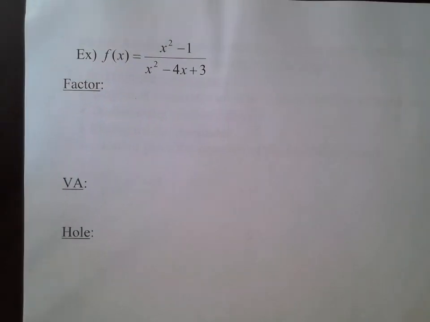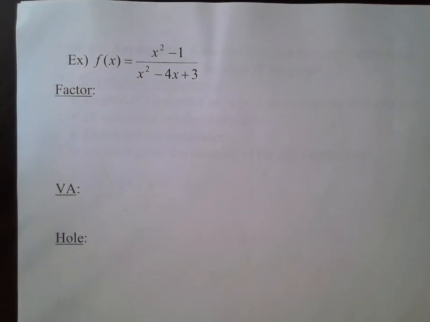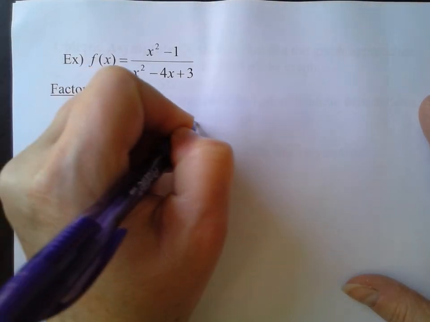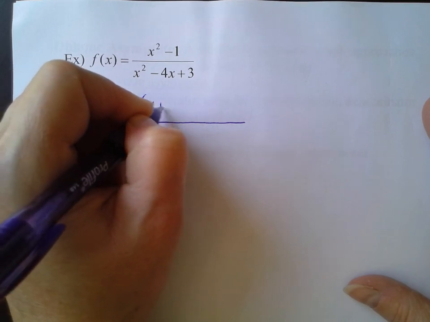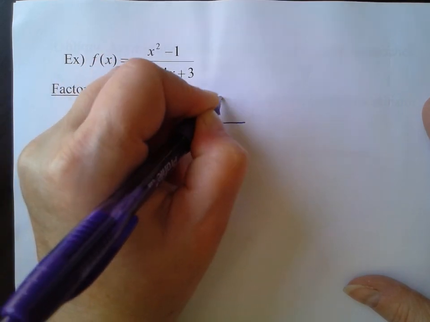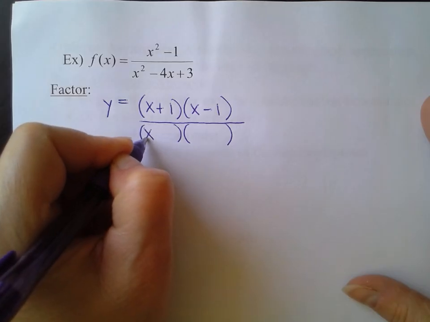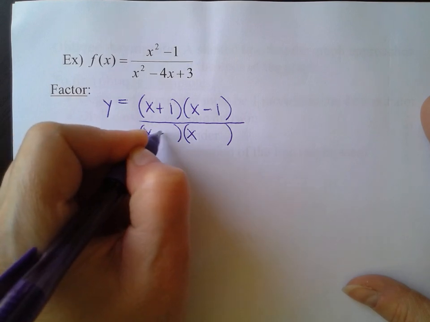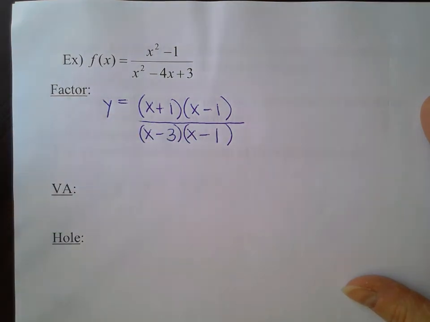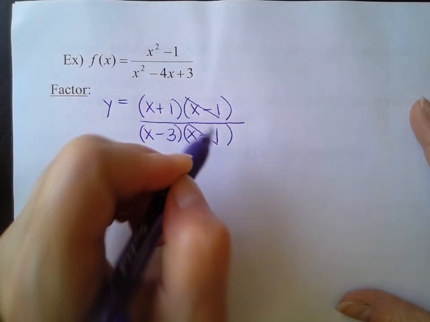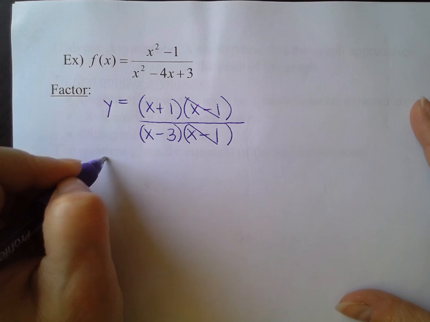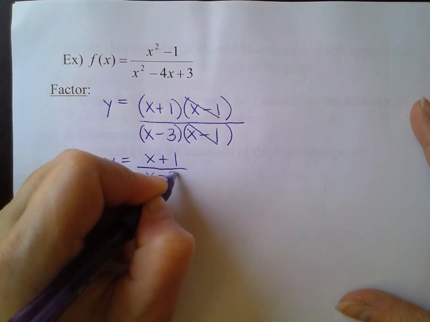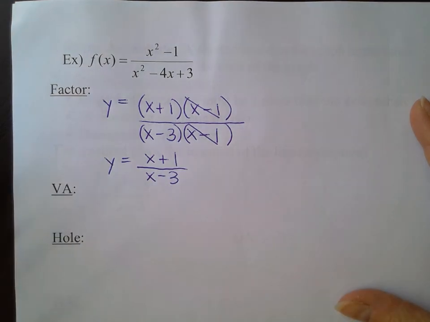Here's an example from your book. Okay, so maybe it would be good to factor this first. The top is a difference of 2 squares. And we can factor the bottom. Okay, notice we're able to cancel out. That lets us know right away that we're going to have a hole. Anytime we cancel, we're going to have a hole. Okay, so we have factored and reduced.